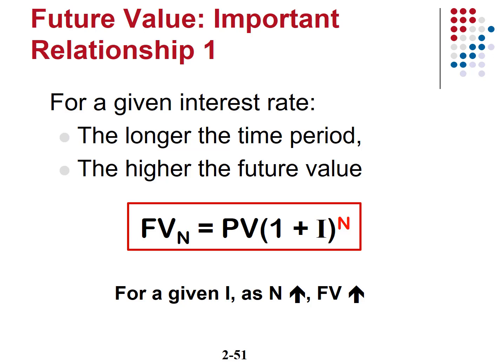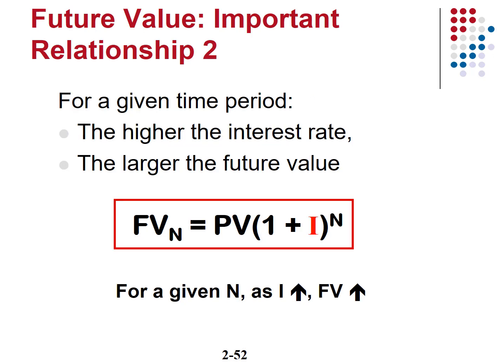The relationship is direct, and that's intuitively comfortable. You leave your money in the bank longer, you're going to have more money. The second important relationship, for a given time period n, the higher the interest rate, the greater the future value. Again, same thing. The higher the interest rate you earn, the more money you're going to have. So the relationship between interest rate and future value is direct.